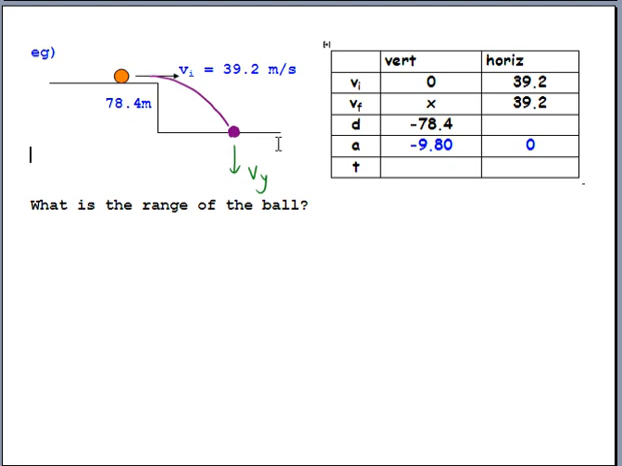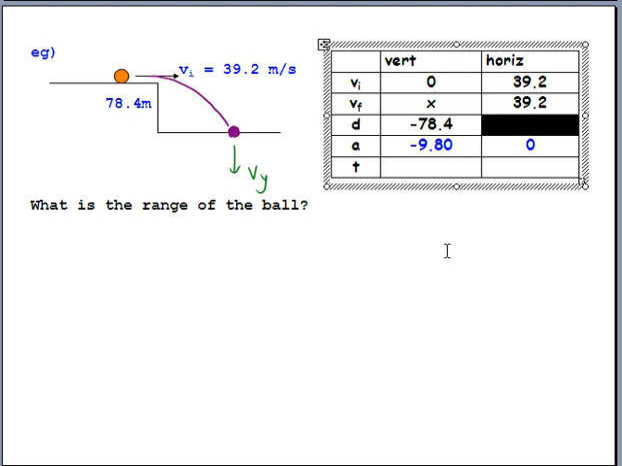That kind of tells you, hey, you missed a minus sign. I'm not too sure of the time, but I do know this thing is always going sideways at 39. So I can put 39.2 in for both of those. They want to know the range of the ball, so they're actually asking you to fill in this box right there. What is the horizontal displacement for the thing?